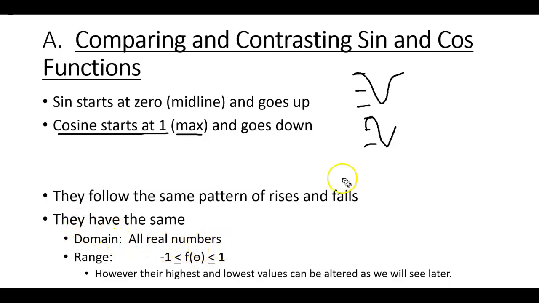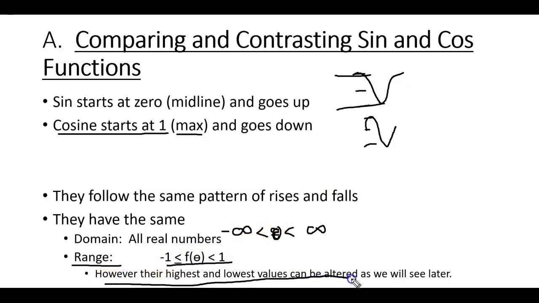They have the same domain. Domain is all the possible values for the input, in other words, theta. You can plug in anything you want for theta. So theta can be anything from positive infinity to negative infinity. There's no limit on what you're allowed to plug into a sine function or a cosine function. You'll always get an answer. But the range, the possible values of y, you can see by just looking at the graph. The highest y value is 1 and the lowest one is -1, so it's between 1 and -1. However, their highest and lowest values will change a little bit later in today's lesson, but they will always have some kind of range restriction, but the domain is always infinite.